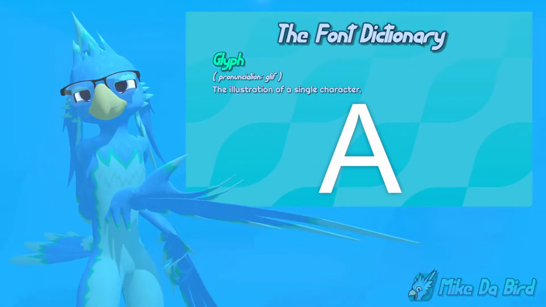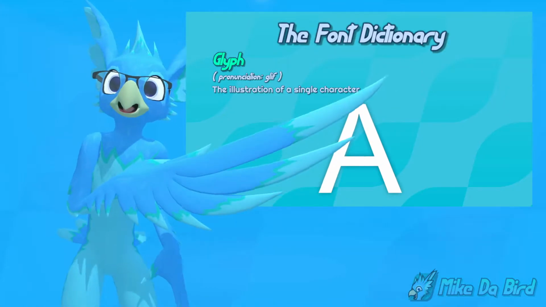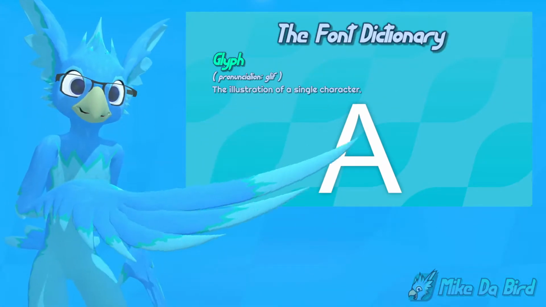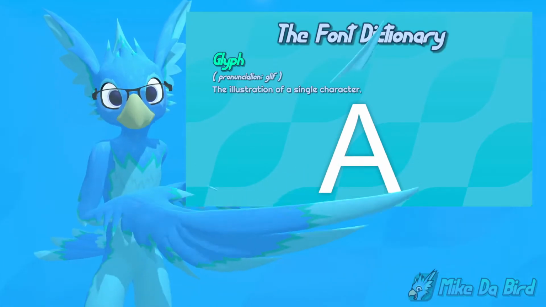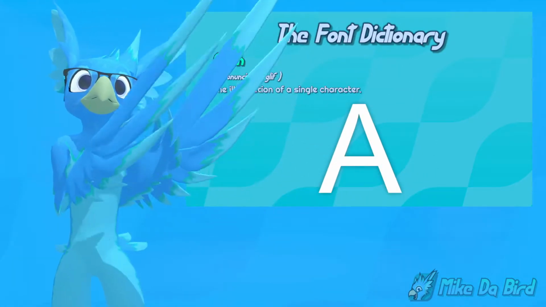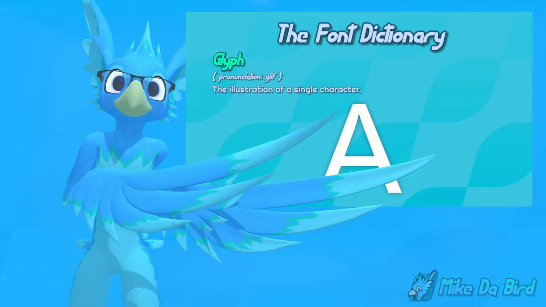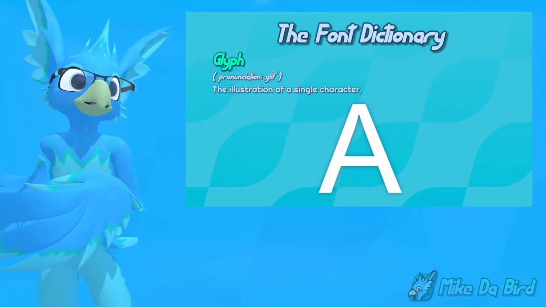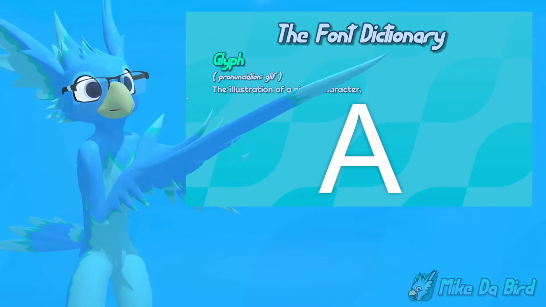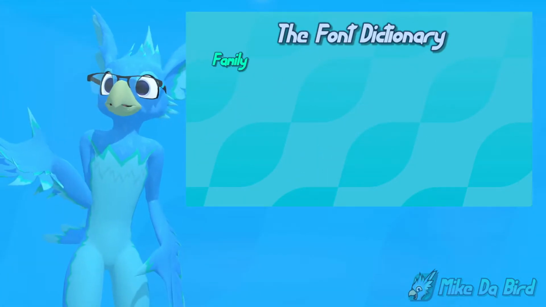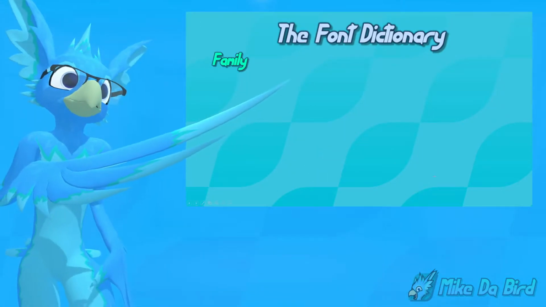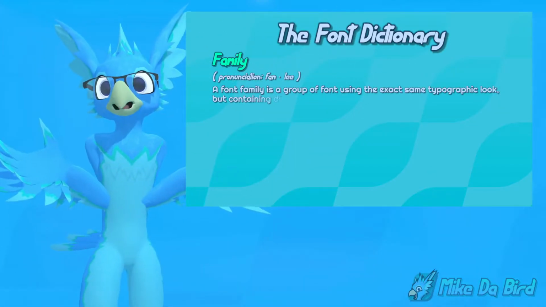Example here. This is the glyph for the letter A in the Arial family. We're just talking about the drawing here. The glyph is the drawing itself. And that drawing represents a character that you set in the font. So for example, that glyph represents the character A in the font. Pretty simple.